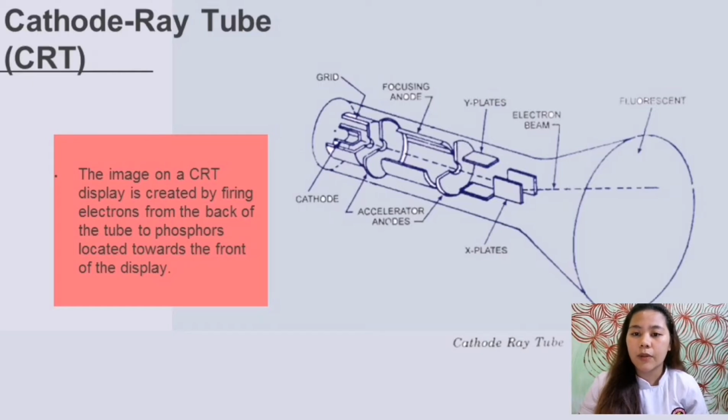The image on a CRT display is created by firing electrons from the back of the tube at the phosphorus located towards the front of the display. So for the picture there, as you can see, those are the parts of the cathode ray tube, or CRT. There is a grid, cathode, focusing anode, acceleration anodes, Y plates, electron beam, X plates, and fluorescent screen.